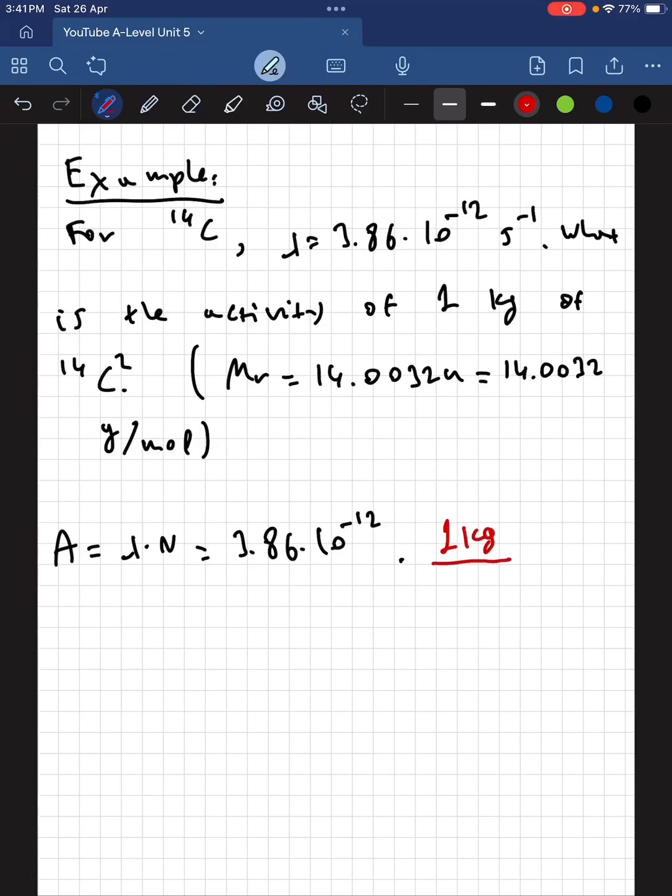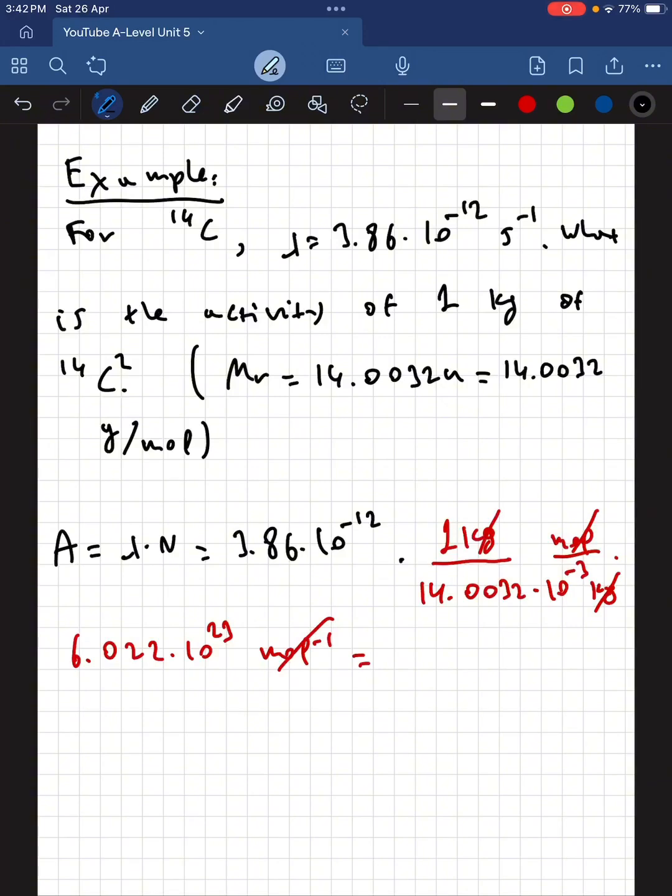We have to divide this by 14.0032, and then we have to remember that 1 gram is 10 to the minus 3 kilograms per mole, times Avogadro's number, 6.022 times 10 to the 23 moles to the minus 1. These moles cancel, these kilograms cancel, and we find 1.66 times 10 to the 14 becquerels.